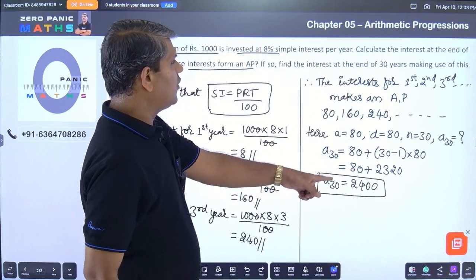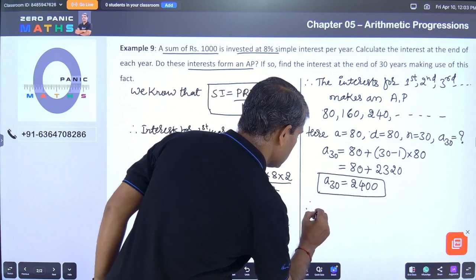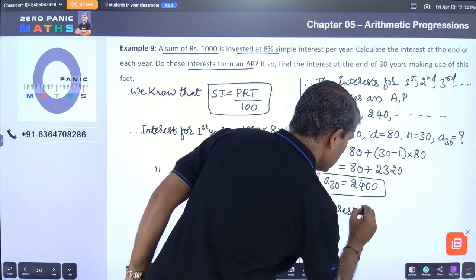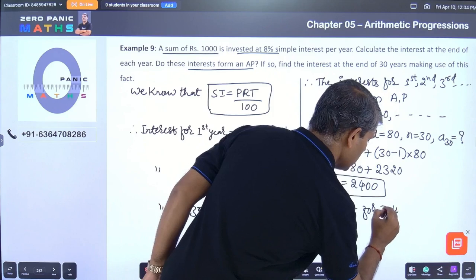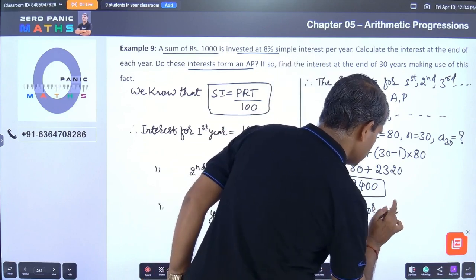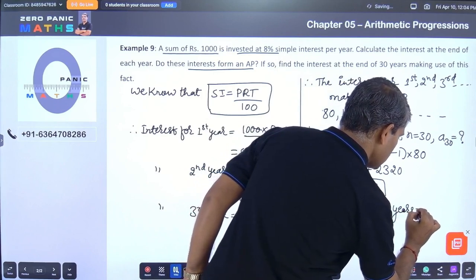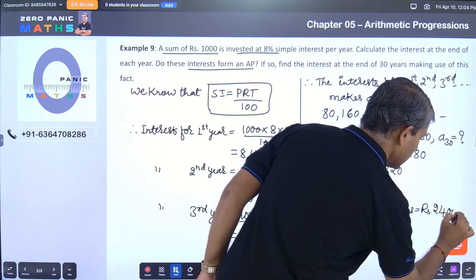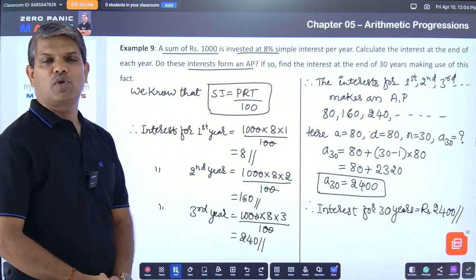And what is that 2400? The interest at the end of 30 years. Therefore, the interest for 30 years is equal to rupees 2400. That is the solution for this problem.